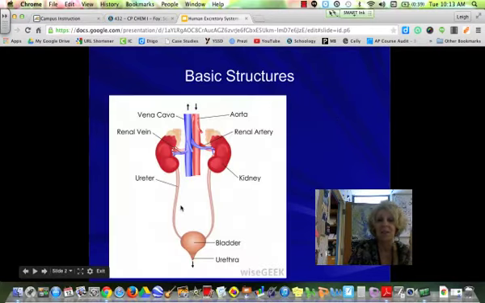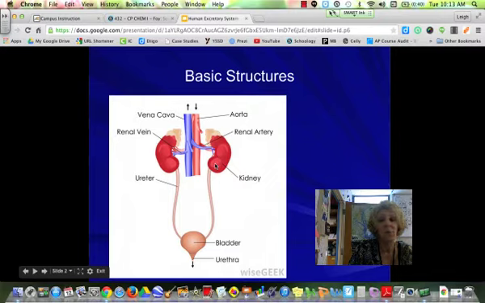And the urinary system's main organs are the kidneys. We have two bean-shaped kidneys close to our back, protected by a layer of fat. You can see the adrenal gland sitting on top here. The kidneys produce urine, and they also maintain homeostasis in our blood.